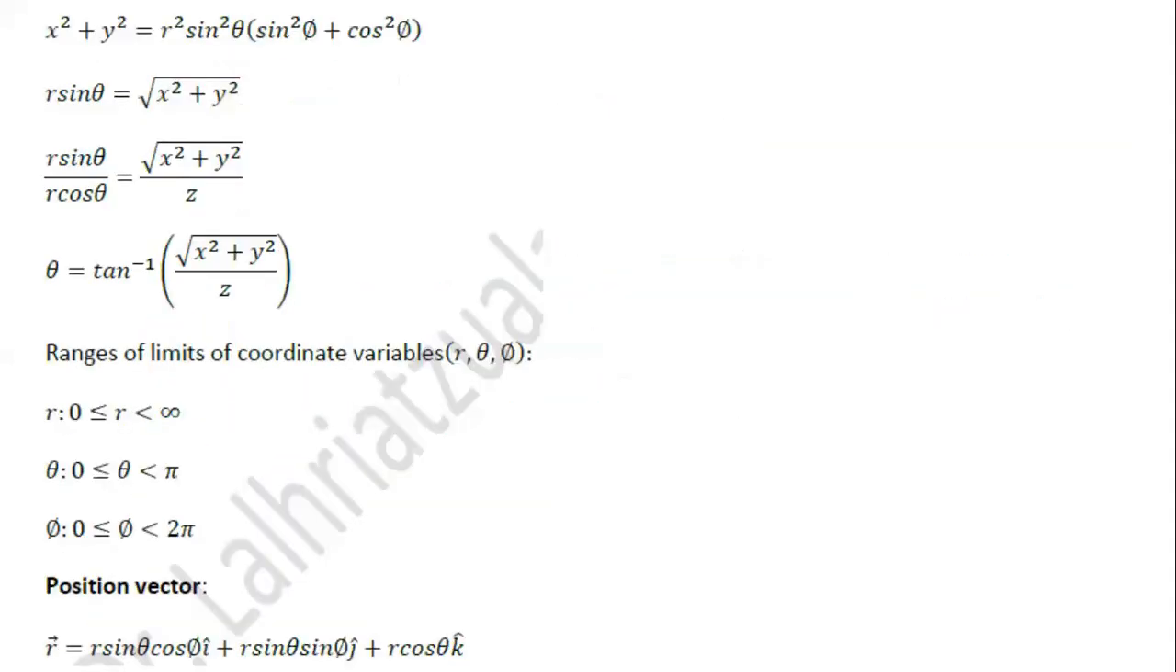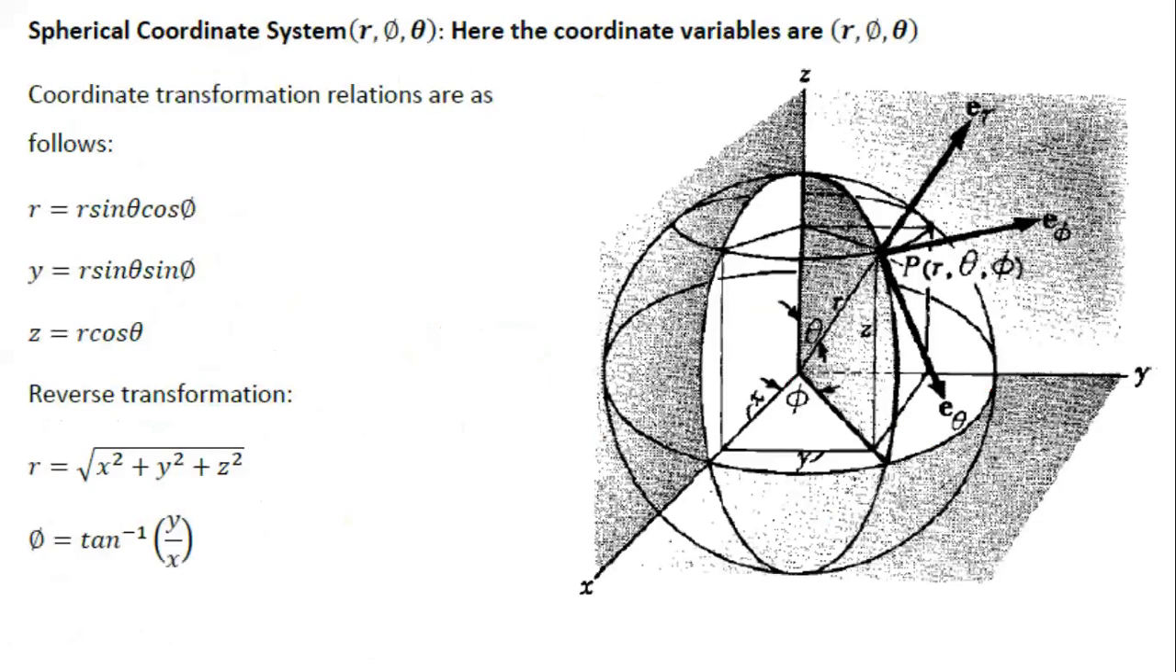So today we are going to talk about the spherical coordinate system. In this spherical coordinate system, instead of using the x, y, z Cartesian system, we are again going to use another set of coordinate variables like r, phi, and theta. So what are r, phi, and theta coordinates?